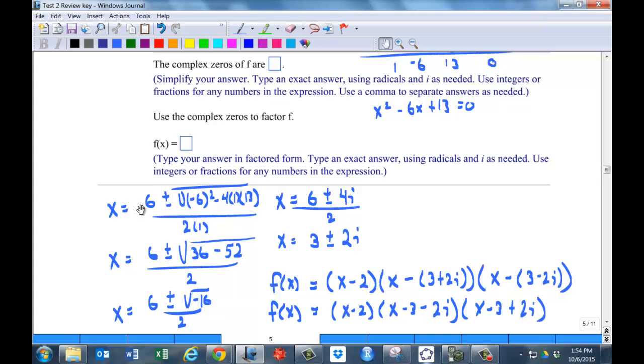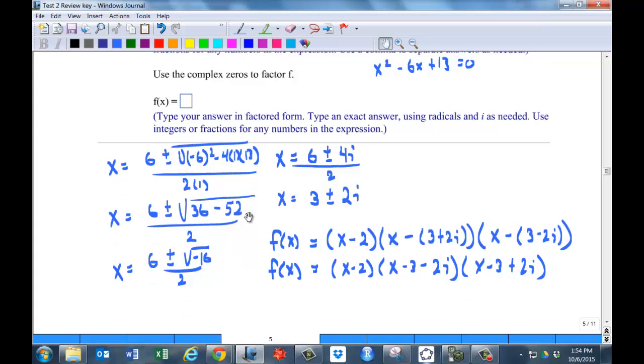The formula for quadratic: x equals negative b plus or minus the square root of b squared minus 4 times a times c. So we plug all that in and we do a bit of simplification, and we get two roots, x equals 3 plus 2i, and x equals 3 minus 2i.